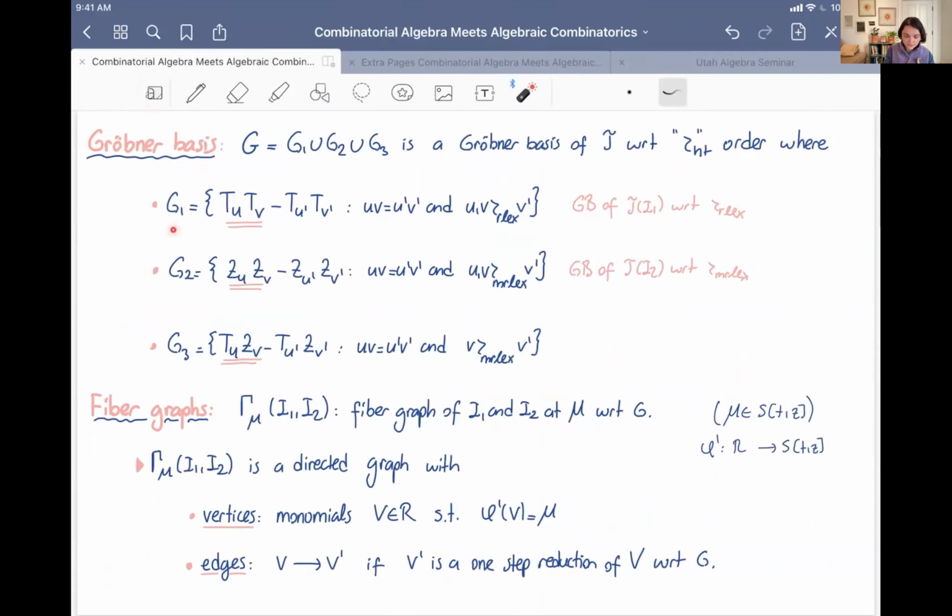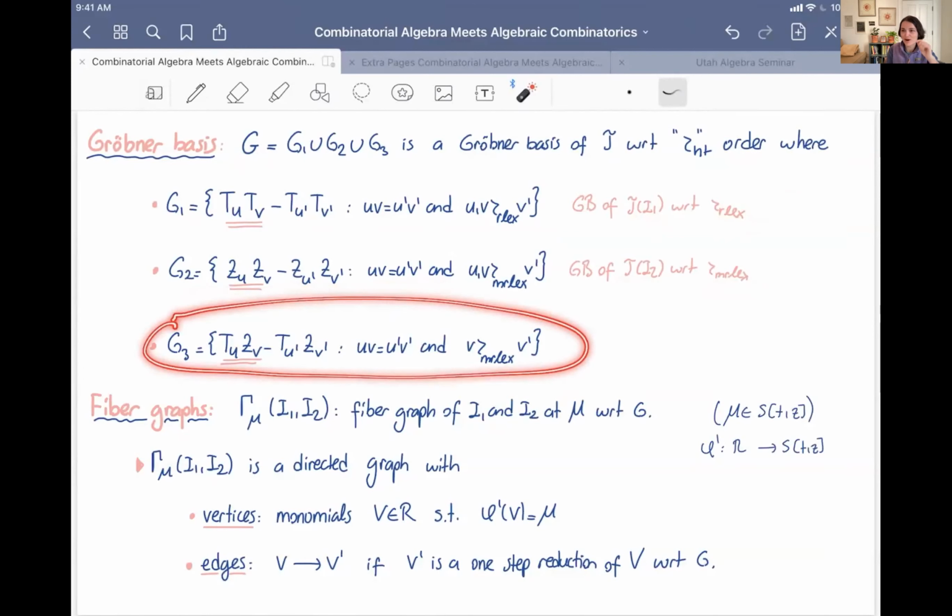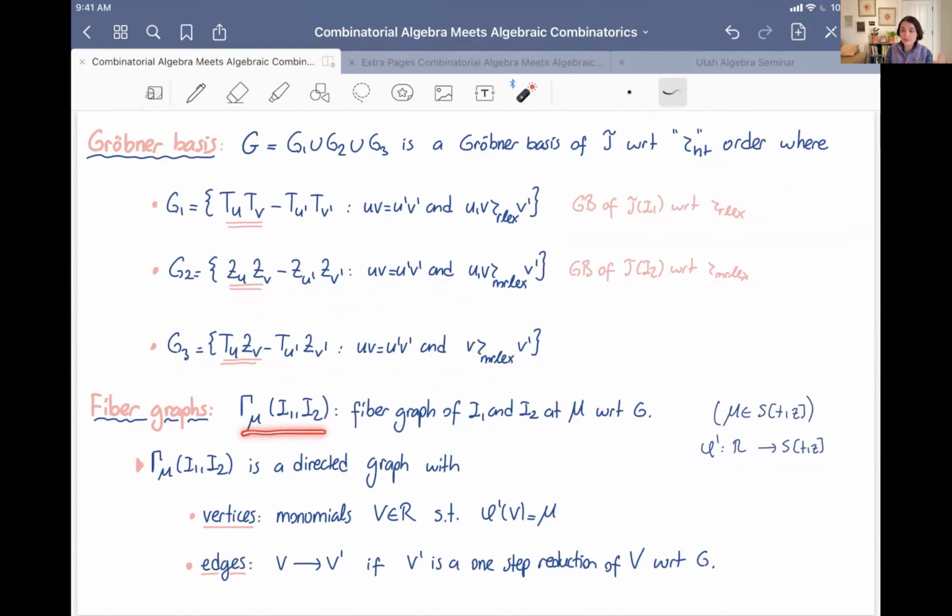In this first one, what you see is it's actually a Gröbner basis of the defining ideal of the special fiber of I1 with respect to reverse lex. This is for the second one with respect to that head and tail order. This was known in the literature, but we use fiber graphs to show that. And this is the interesting part where two ideals are interacting with each other. And our main tool is what we call a fiber graph. These fiber graphs we check at each multi-degree.